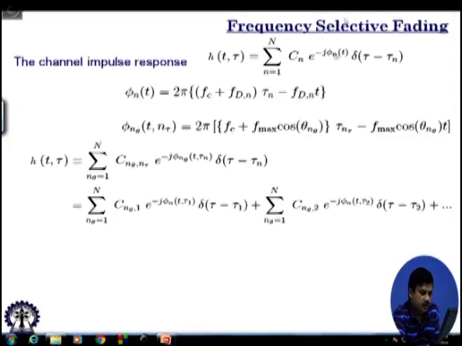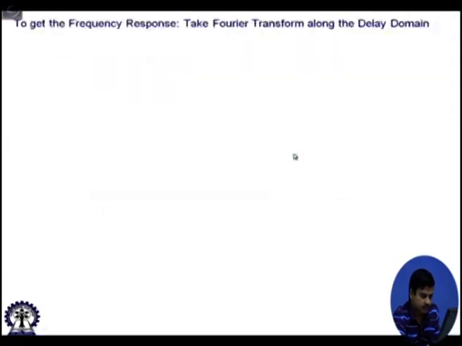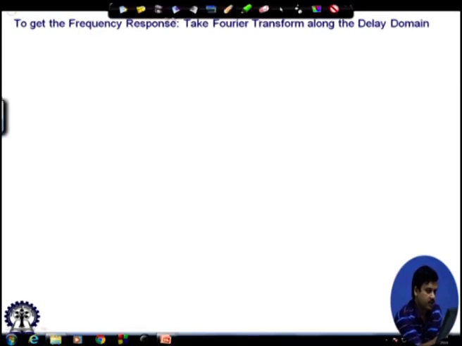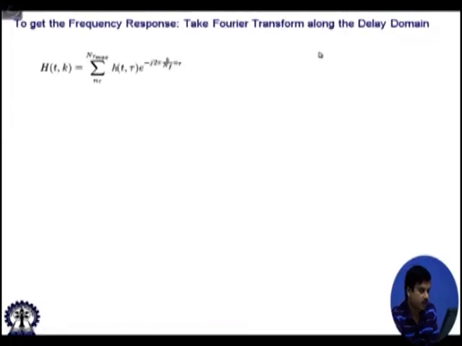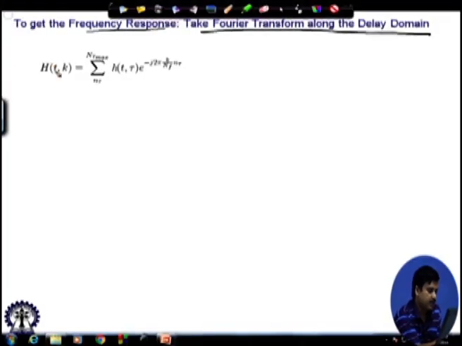Moving ahead further with this expression. We now need to take the Fourier frequency response, which I have just briefly explained a little while ago. In order to take the frequency response, we take the Fourier transform around the delay domain. I have explained this a little while ago. So, if you take that, we write it as capital H of t comma k.